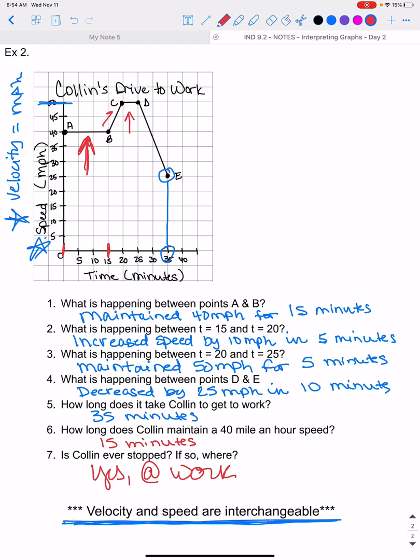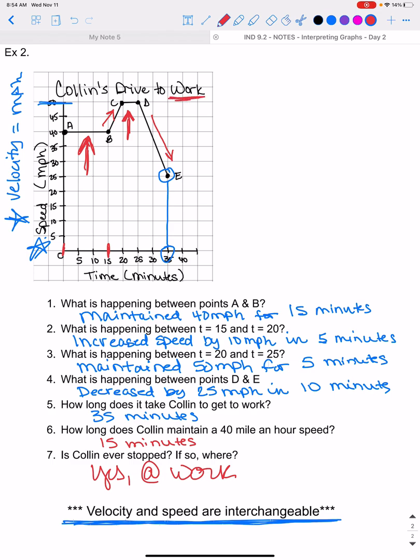He drives faster for a bit. Then he sets his cruise again and he maintains a speed of 50 miles an hour in C to D. Then he slows down as he gets closer to work. And if we're assuming point E is at work, then we're going to assume that right there at point E, that's when he stops. And he stops when he is at work because we know that it is his drive to work.